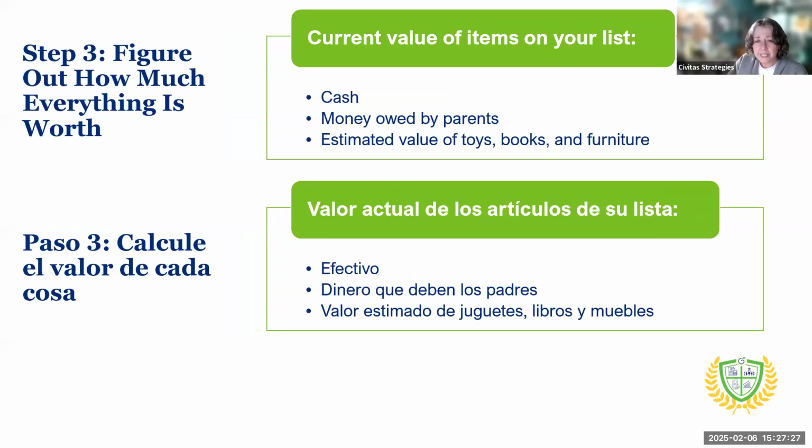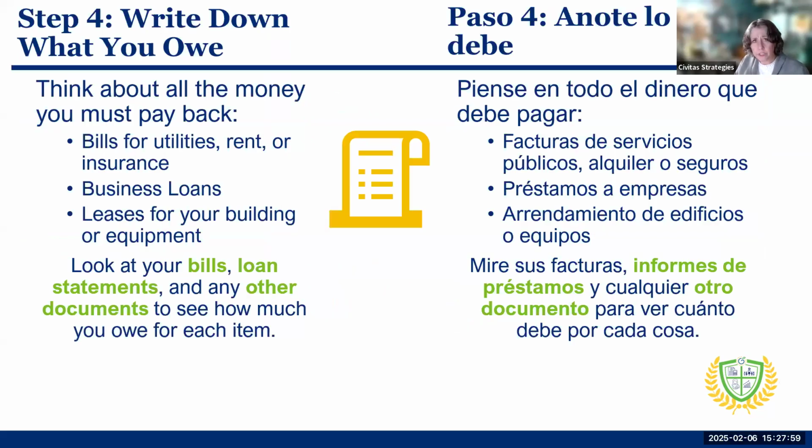So basically we're making that list, and we know that cash is worth the amount that you have, right? Money owed by parents is not immediately available. So think about right now, how much is all that stuff worth, right? If we're talking about furniture and toys and books, it would be based not necessarily on what you paid for them, but what could you get for them now, right? So thinking about things depreciating over time, we need to take that into consideration there.